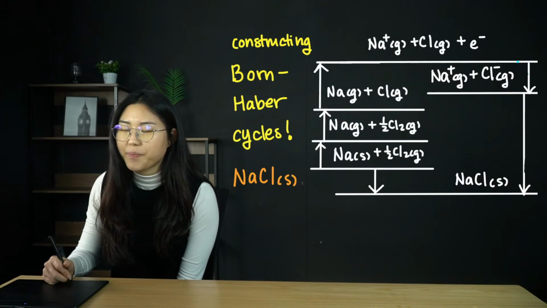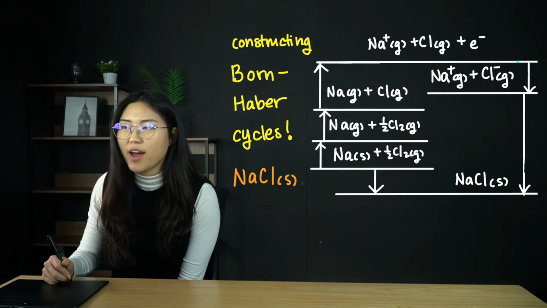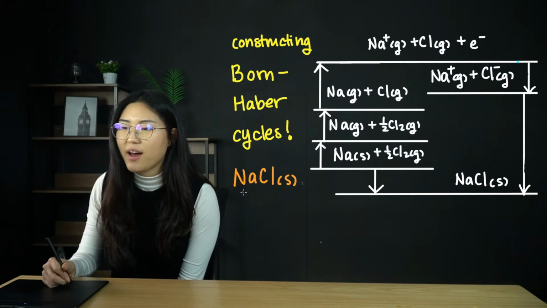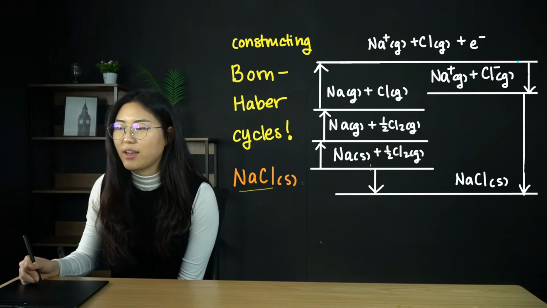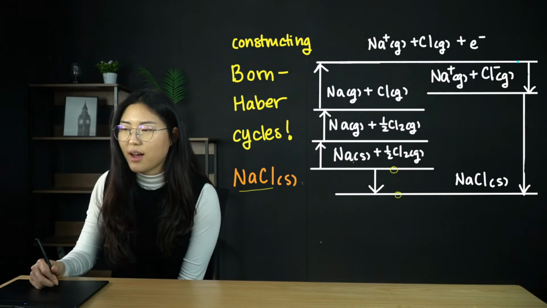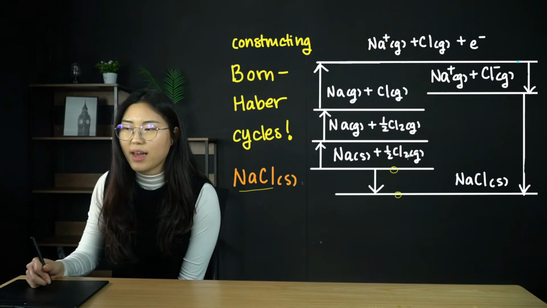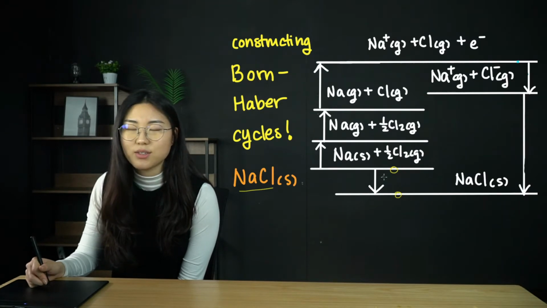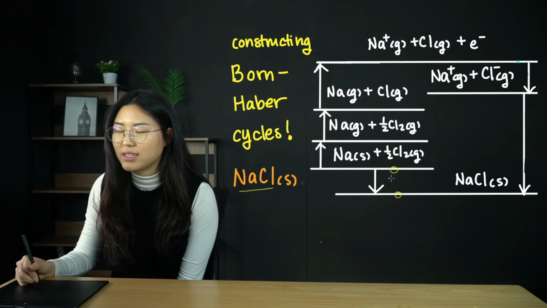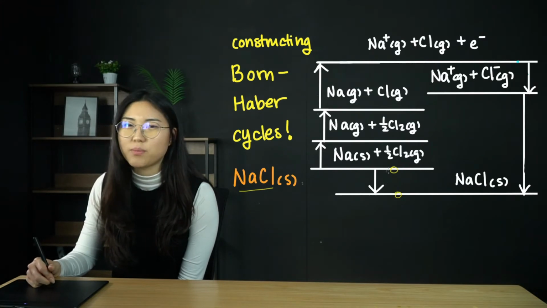Okay, so we're going to try and construct a Born-Haber cycle. Here we have the Born-Haber cycle for NaCl as our ionic lattice. From this energy level to this energy level, the difference is that over here we have the elements in their standard states, right? And we're going to form the ionic lattice. So this is going to be the formation probably.